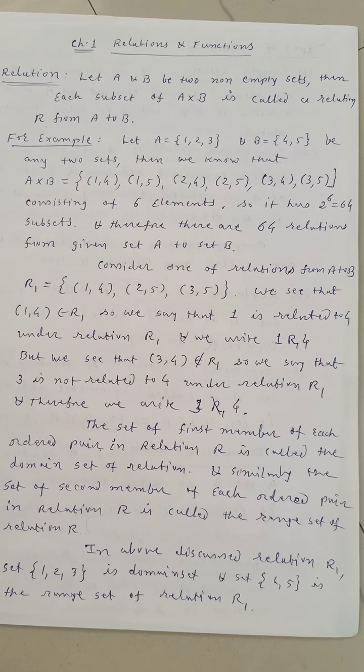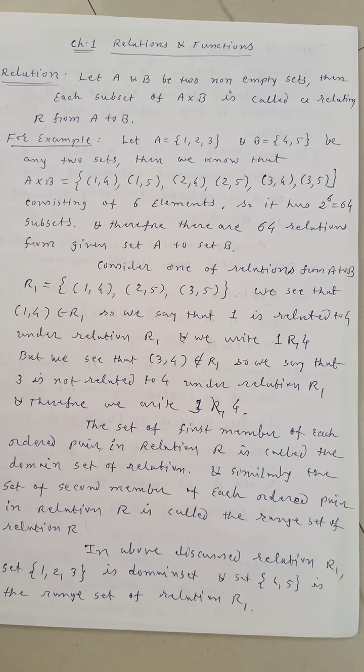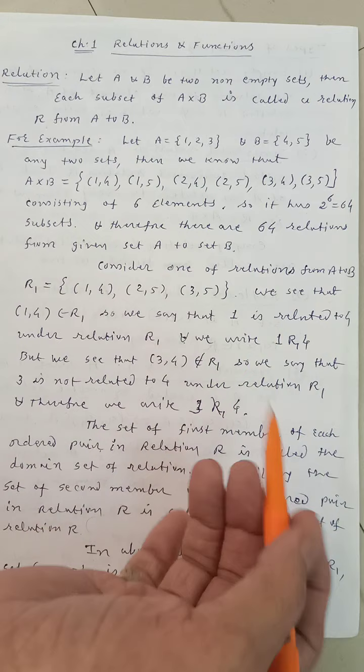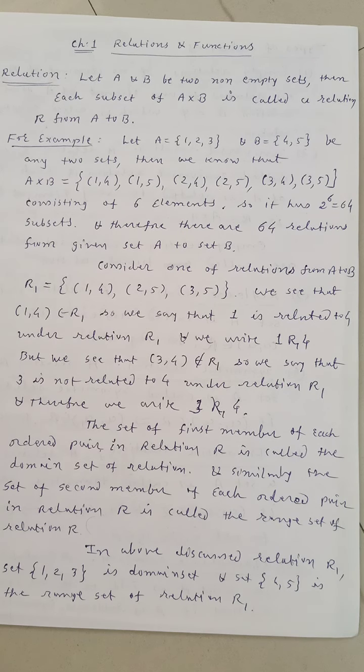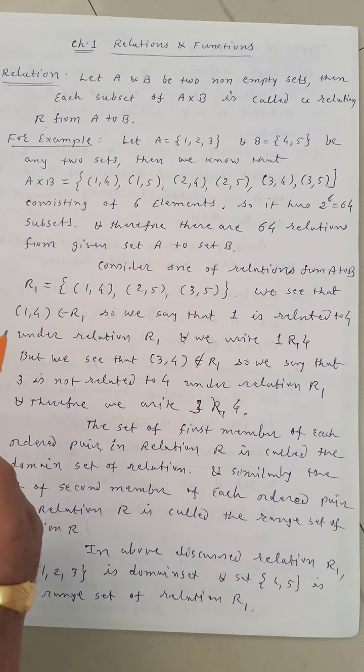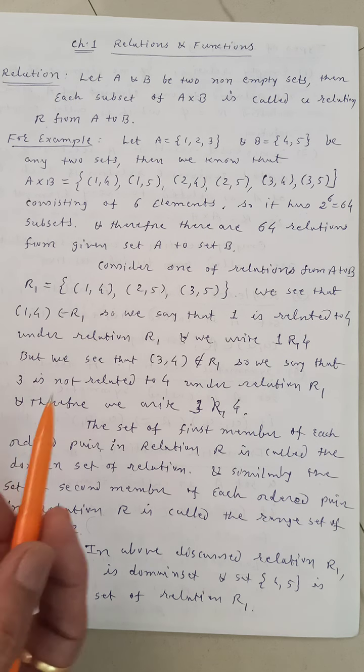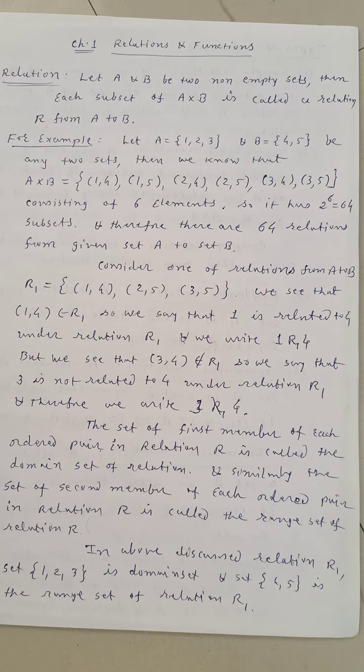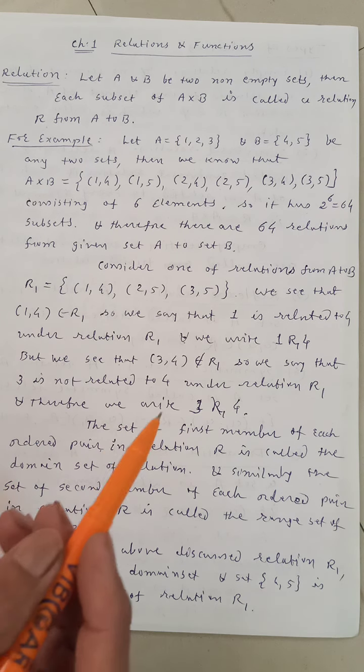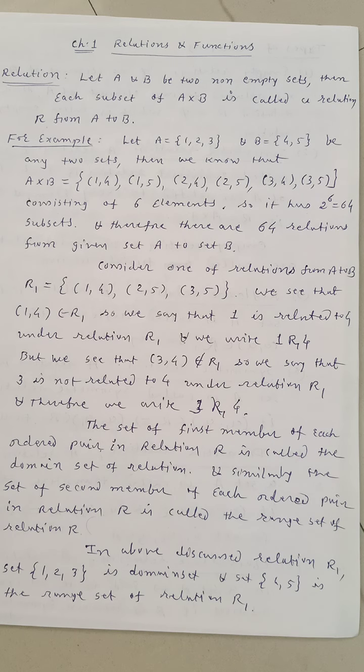Now let us consider one relation from set A to set B. Suppose R1 equal to {(1,4), (2,5), (3,5)}. We see that (1,4) belongs to R1. So what do we say? We say 1 is related to 4 under relation R1, and you know how we write it: 1 R1 4.